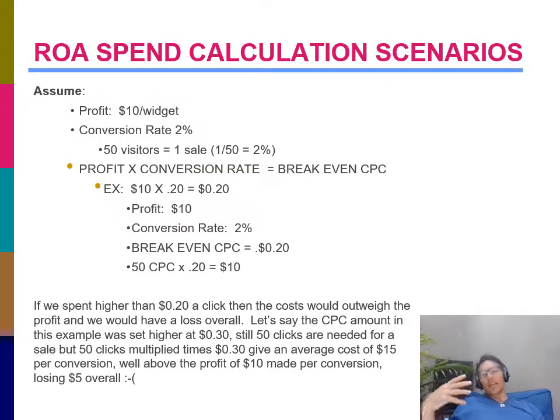Okay, one final slide, kind of tying it all together. So here you could see with this scenario, you've got a profit of $10 per widget. That's your profit, that's not your sale price. A conversion rate of 2%, and 50 visitors equals 1 sale. You can see your profit, your conversion rate, your break-even cost per click of 0.2, et cetera, et cetera. So go ahead and digest this. I'm not going to quiz you on this specific example, but go ahead and digest this and see if it all makes sense for you. And now you know some of the metrics behind digital advertising.